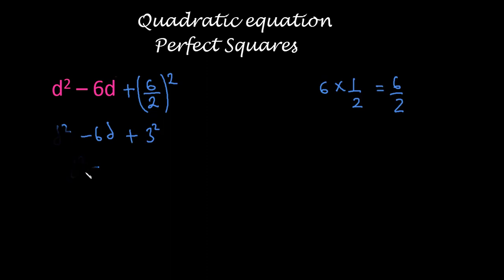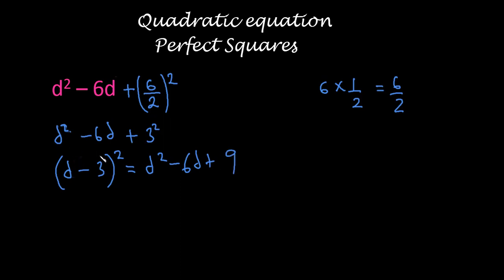Let us ignore the square. So this is d squared. So you are going to ignore the square. So d minus, then you are going to write the 3. So this is the square root of this equation. So 3 squared, which is 9.